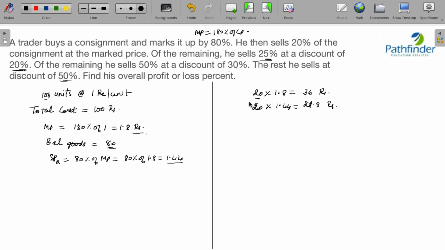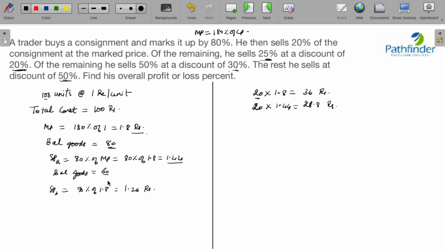Next, of the remaining he sells 50% at a discount of 30%. Now 40 are sold. After the second process, the balance goods will be only 60. And he sells 50% at a discount of 30%. So that should give us the third selling price in this case, which is at a discount of 30%. Discount of 30% means 70% of the mark price. So 70% of the mark price in this case will be 1.26 rupees.